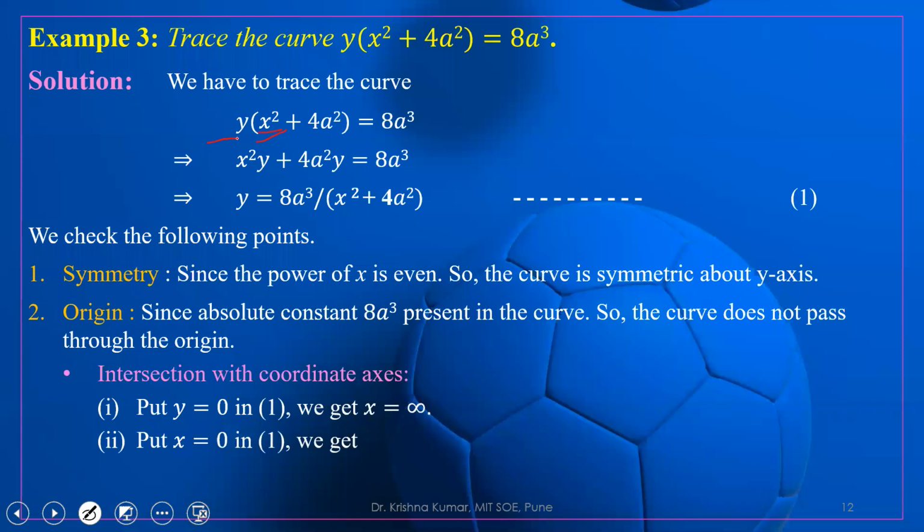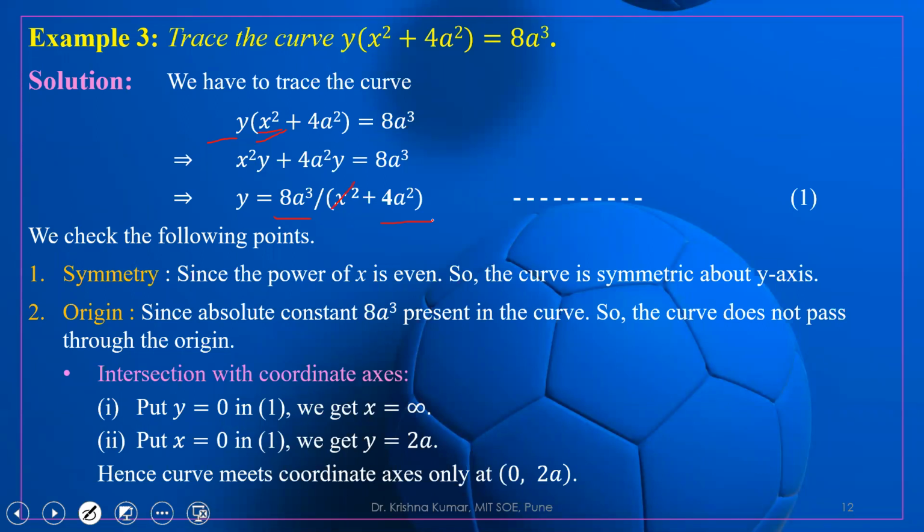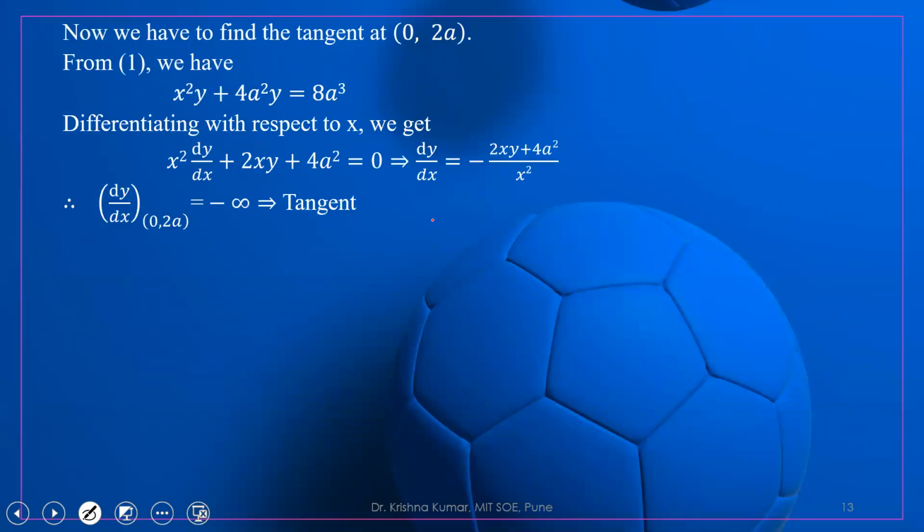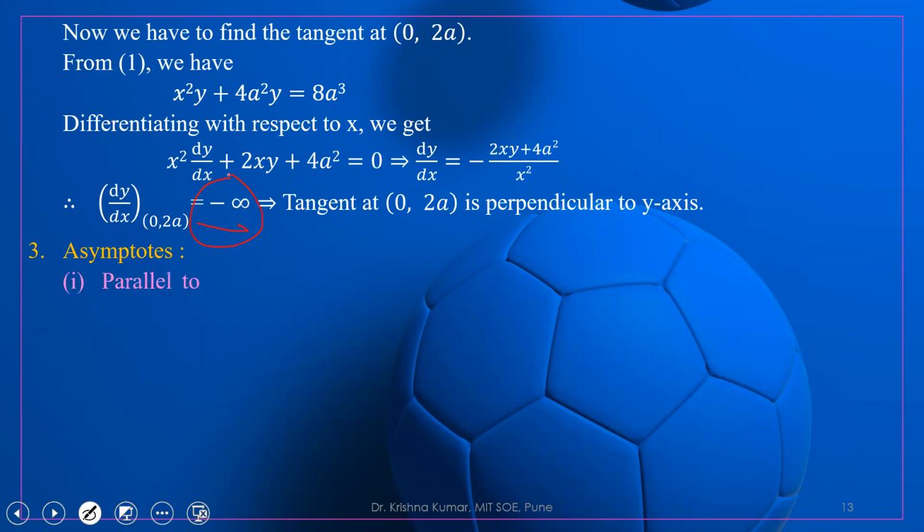If you put x equal to 0 in 1, we get y equal to 2a. If we put x equal to 0 over here, we are getting 8a cube upon 4a square. So 2a we are getting. Hence the curve meets the coordinate axis at 0, 2a. Now we have to find out the tangent at 0, 2a. So we just differentiate it, and we put the value. So now what is the tangent? It is minus infinity. Minus infinity means the tangent at this point will be perpendicular to the y-axis.